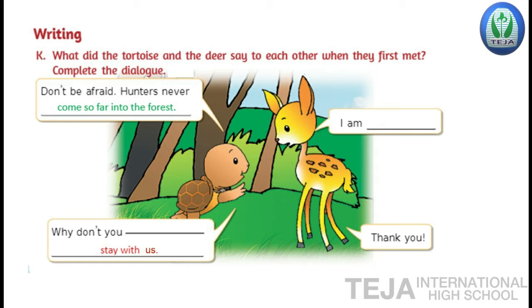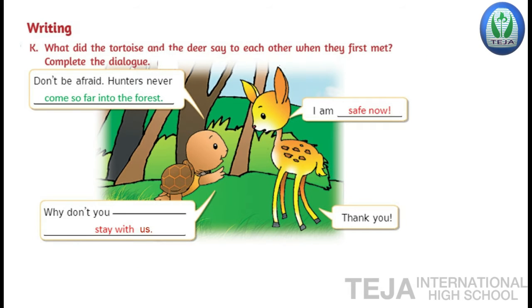So the deer said to the tortoise that I am safe now. I am safe now. Thank you. So the first blank is don't be afraid. Hunters never come so far into the forest. Next, why don't you stay with us? And the deer said to the tortoise, I am safe now. Thank you.